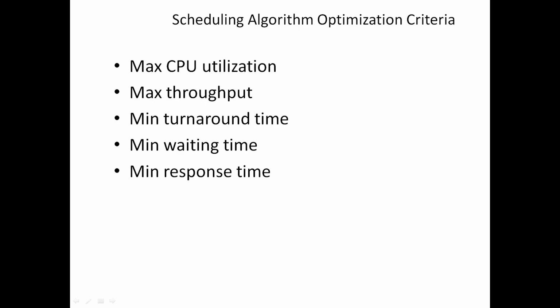These are the optimization criteria. We need to maximize the CPU utilization. We need to maximize the throughput. The turnaround time we need to minimize. Waiting time we need to minimize, and response time also we need to minimize. So among all the five criteria, the first two, CPU utilization and throughput, we need to maximize. Then turnaround time, waiting time, as well as response time we need to minimize.